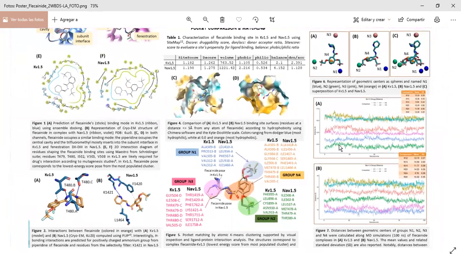The results presented here are preliminary, but they give insights into the existence of a putative consensus binding site in Kv1.5 and Nav1.5 for flecainide. Hereafter, we are planning to extend our pocket comparison studies on MD trajectories of flecainide complex.